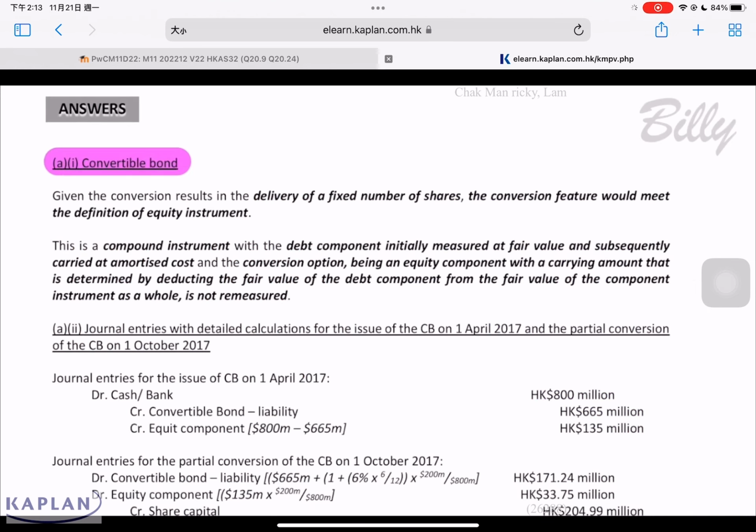Part A1. For 2 marks, we are required to explain the accounting treatment for the convertible bond based on the information given to us. Given the conversion results in delivery of a fixed number of shares, the conversion feature will meet the definition of equity instrument. Hence, it represents a compound financial instrument, a financial liability and an equity instrument.